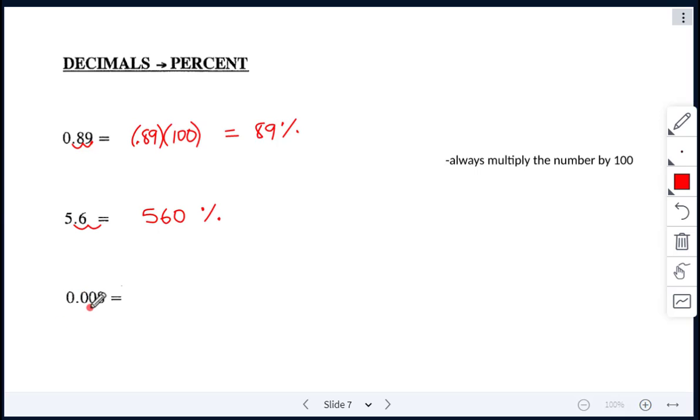All right, try that last one, 0.008. So our last example here, going from a decimal to percent. One method you could use is to put 0.08 and multiply it by 100. The other method is just move your decimal place 2 to the right. So 1, 2 to the right, that'll put your decimal place right there. So it becomes 0.8%.